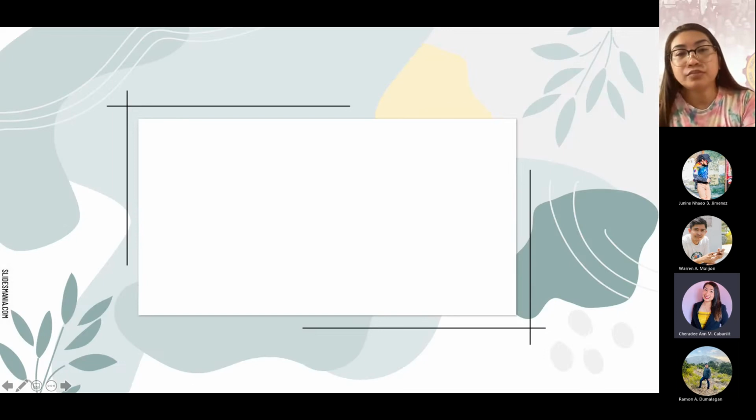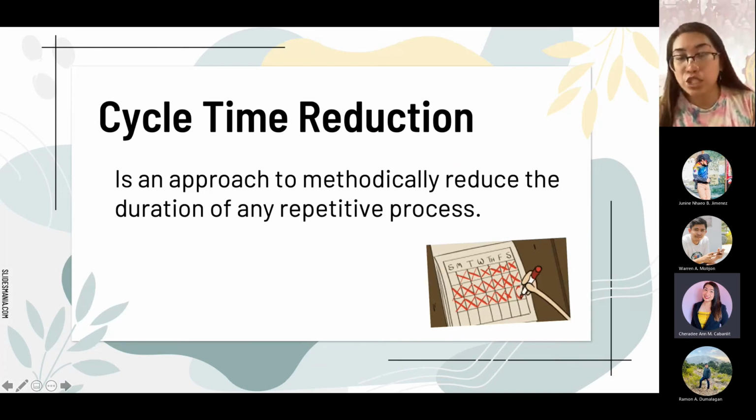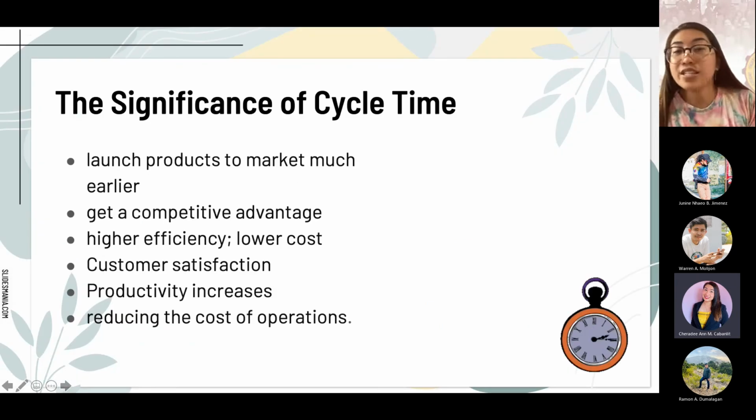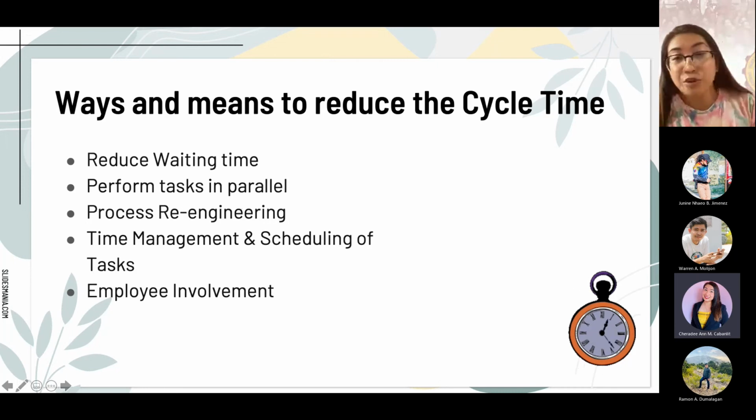Now, cycle time reduction is basically an approach to methodically reduce the duration of any repetitive process, thus reducing our cycle time. So the significance of cycle time reduction is, of course, it launches products to market much earlier, giving us competitive advantage. There is higher efficiency because we are eliminating non-value adding things and lowering the cost. It also provides customer satisfaction because, again, if we meet TAKT time by making sure our cycle time is reduced to as minimum a level as possible, then customers are satisfied. Productivity is also increased because there's less time in producing things and reducing the cost of the entire operations, including the labor and the like.